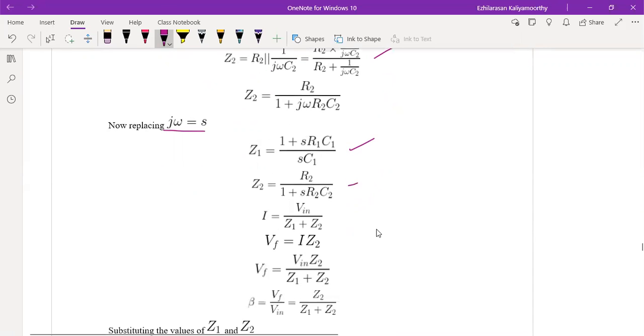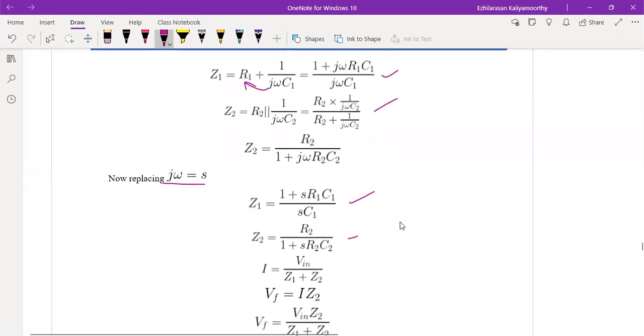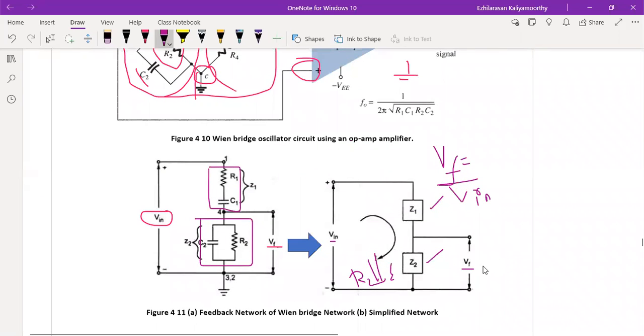Now what we'll do, we have to calculate the I first, because as I said, we have to find out VF by Vin, where VF is nothing but, let us go from this figure, VF. See, this VF is nothing but the voltage as per Ohm's law, IR. Here the impedance is Z2. The current which flows over here is nothing but I actually. So I can say VF is equal to I into Z2. But still, we don't know the value of I here.